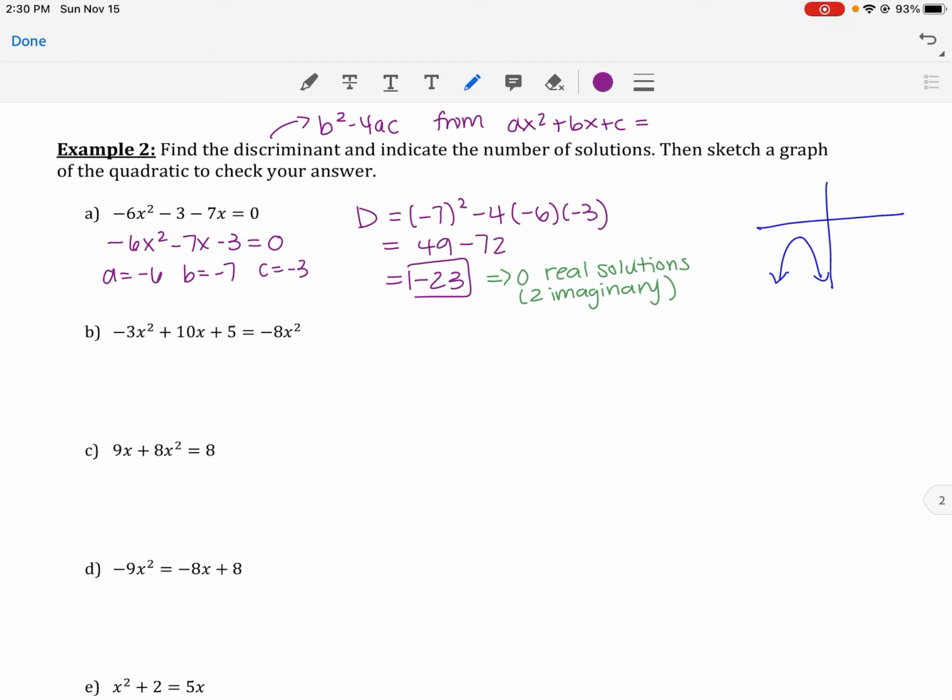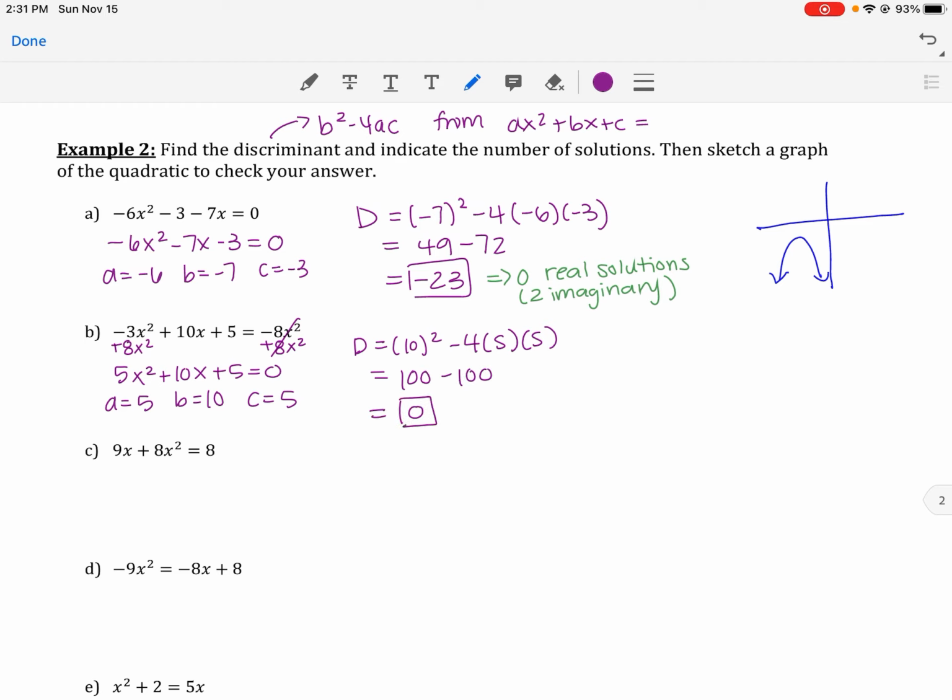The next one here, we've got to put it in standard form, set it equal to 0. So I'm going to add 8x squared to both sides. So I get 5x squared plus 10x plus 5 equals 0. A is 5, B is 10, C is 5. So our discriminant equals 10 squared minus 4 times 5 times 5. So we get 100 minus 100. So we end up with 0. If our discriminant is 0, that means that there is just 1 real solution. Which means as we look at our graph, it should look as if it crosses the x-axis just once.